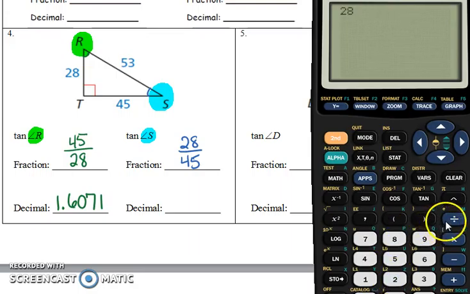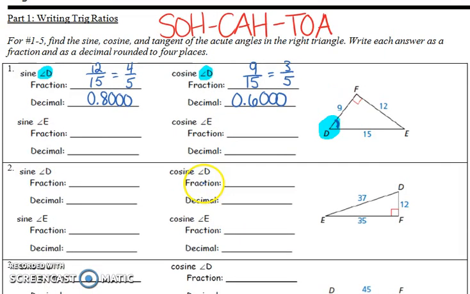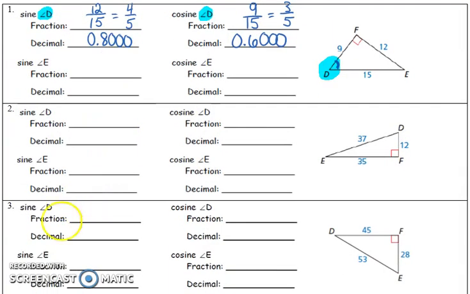But let's find out what 28 divided by 45 is as a decimal, and that is 0.62 repeating. So as a decimal, the tangent of angle S is 0.62, and I'll put the repeating symbol above the 2. So this was part 1, writing trig ratios, both as a fraction and as a decimal.